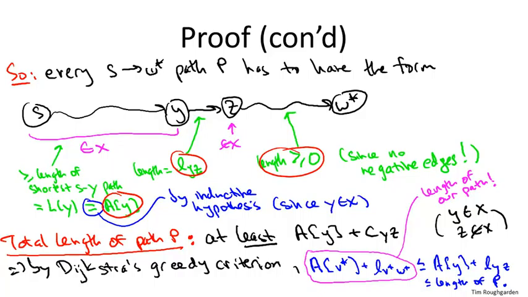And that is why Dijkstra's algorithm correctly computes shortest paths in any directed graph with non-negative edge lengths.